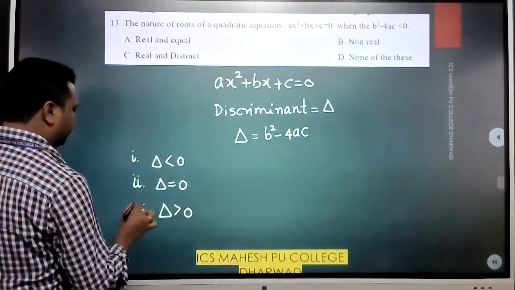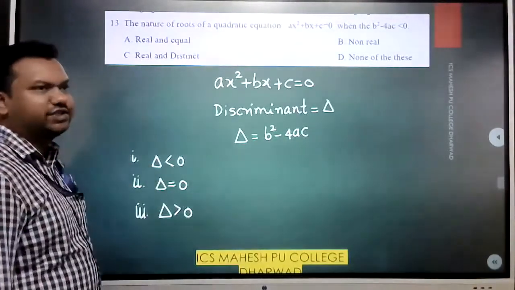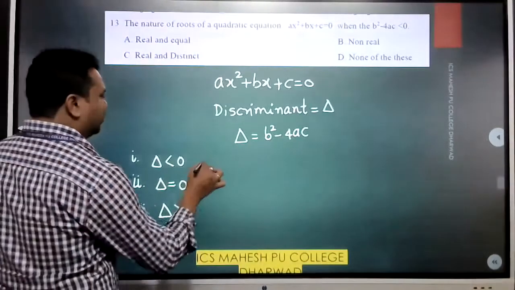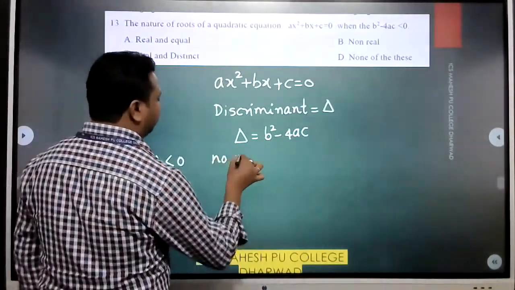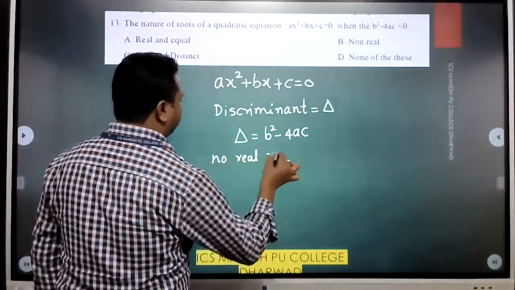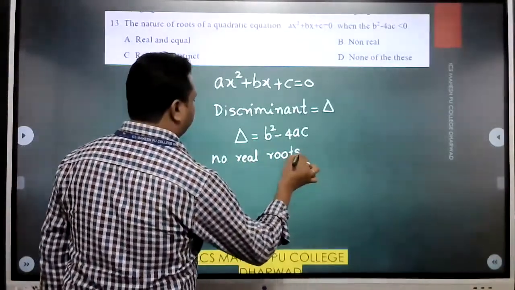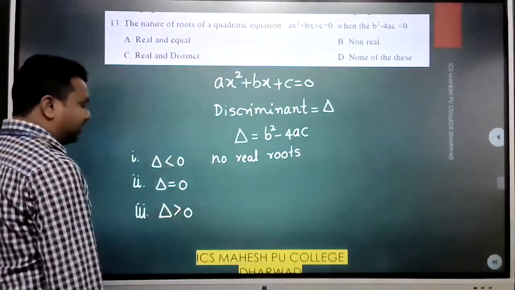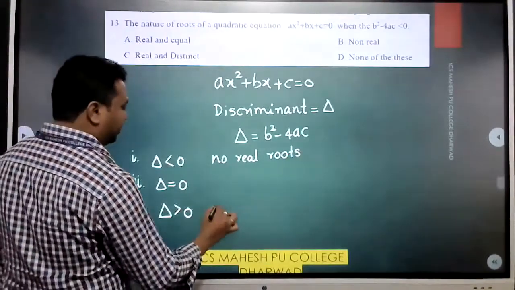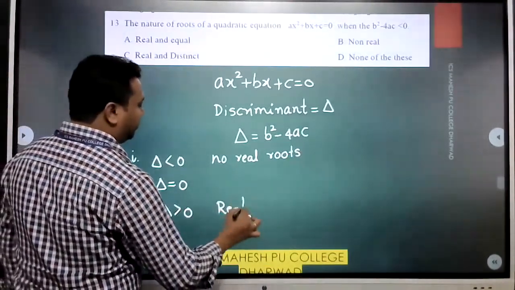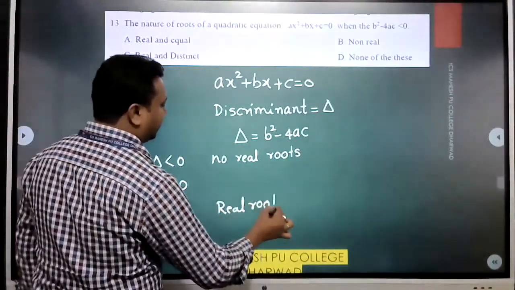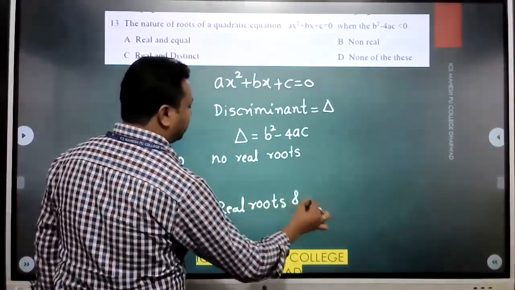Now whenever the delta is less than 0, right, there are no real roots, meaning imaginary roots. No real roots. Right? Whenever delta is greater than 0, then there exist real roots and they are distinct.